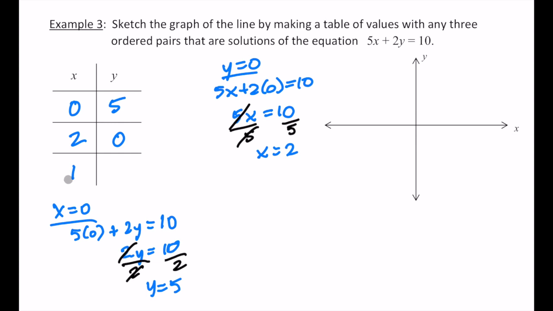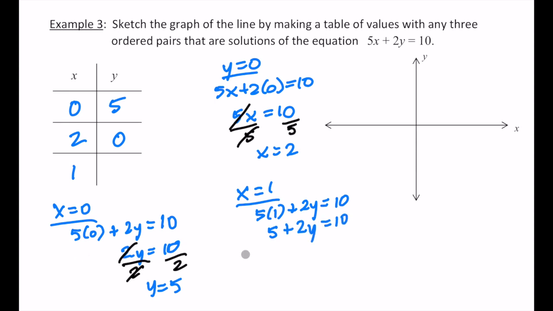Finally, we'll substitute an x value of 1. This will give us 5 times 1, or 5, plus 2y is equal to 10. And then we'll subtract 5 from both sides. And now we can finish isolating the variable by dividing both sides by this coefficient of 2. So when x is equal to 1, y must be equal to 5 halves. This time we got a fraction, and that's okay. That's pretty common. We'll treat this 5 halves as 2.5 and plot the ordered pair like we would any other ordered pair.